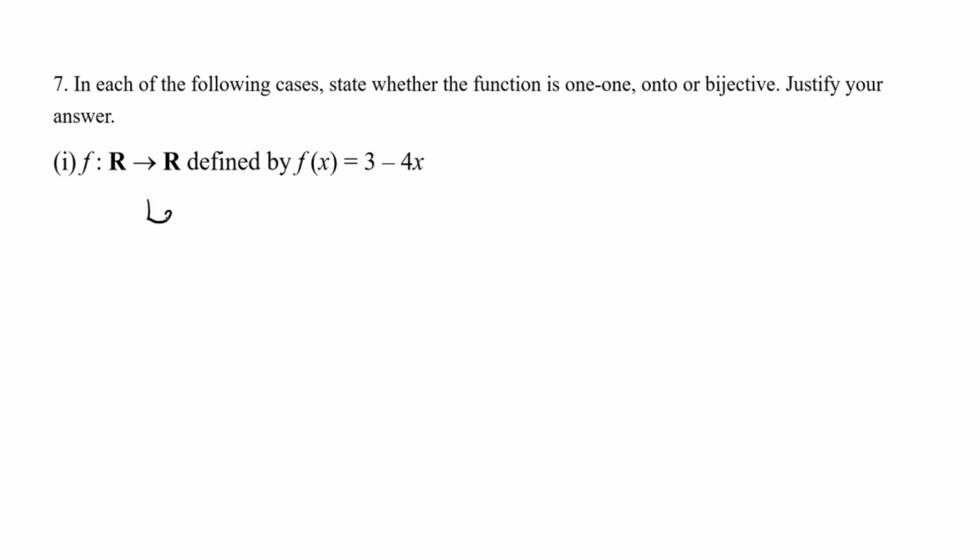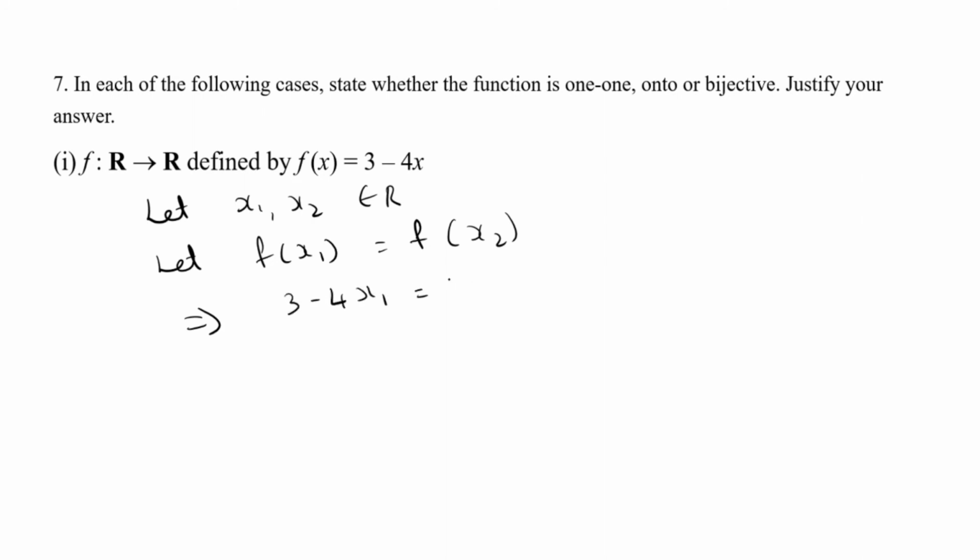So here let us take x1, x2 belongs to R and let f(x1) = f(x2). So f(x1) = f(x2) means 3 - 4x1 is equal to 3 - 4x2. So from this we get x1 = x2. Therefore f is one-to-one. Now let us see whether f is onto or not.